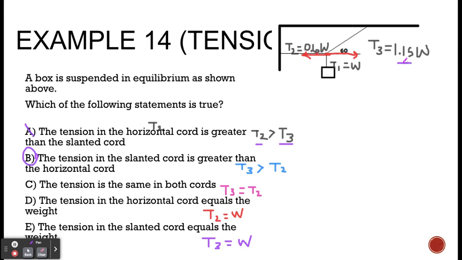T3 is the largest tension. It is greater than T2. T3 is not equal to T2. T2 is not equal to the weight, and T3 is not equal to the weight. So answer choice there is B.